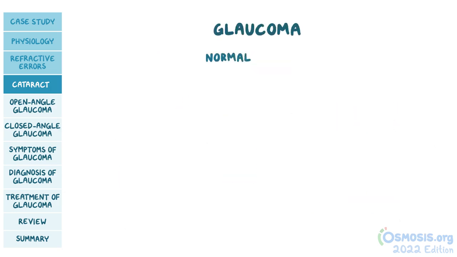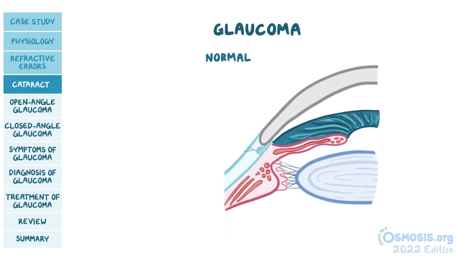Normally, the aqueous humor is secreted by the ciliary epithelium into the posterior chamber, then flows through a narrow space between the front of the lens and the back of the iris, and through the pupil to the anterior chamber.